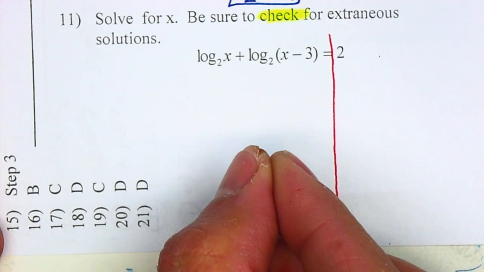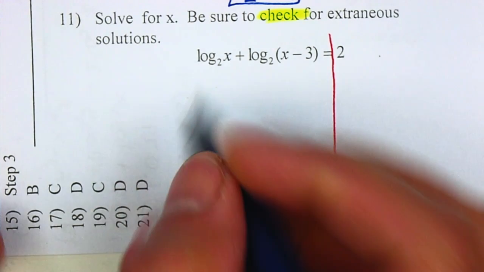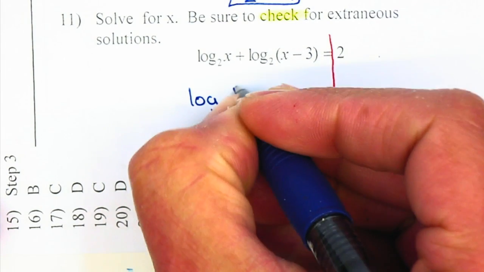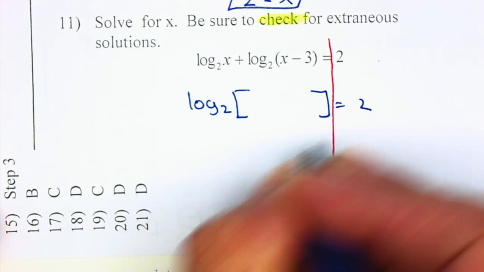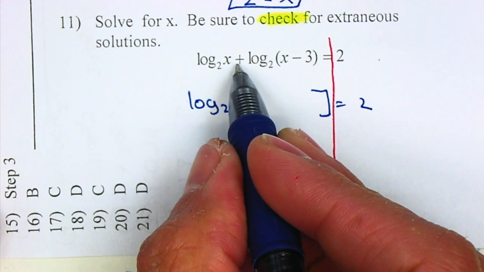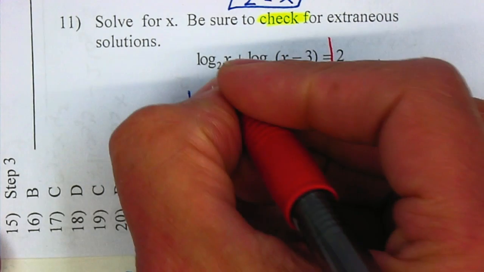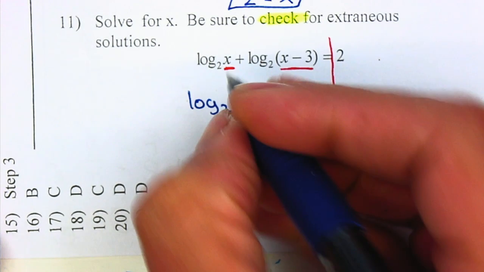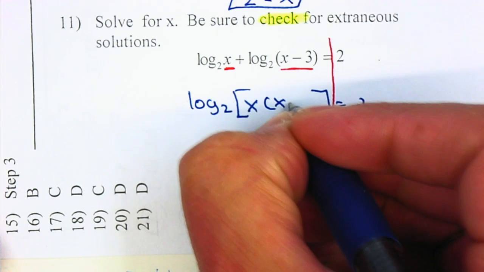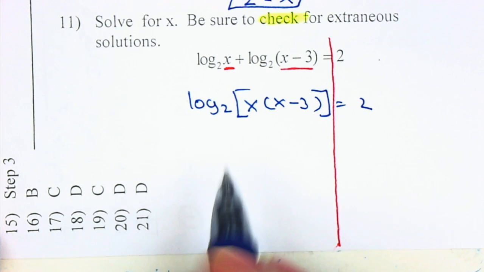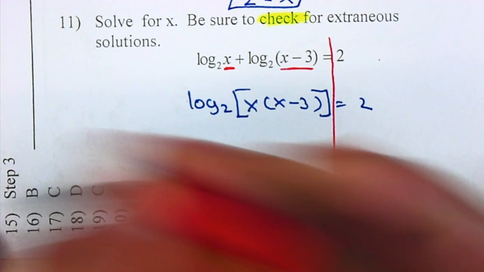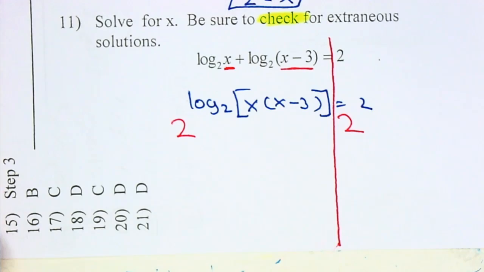First thing, I'm going to combine both logs into one. So I'm going to have log base 2, I'll place a bracket, is equal to 2. Now, because there's a plus, that means that I'm going to be multiplying the x and the x minus 3. x multiplied by x minus 3. Now I can get rid of the log. The opposite of a log will be a base. I'm going to place a big base on the left and the right. That will cancel my log.